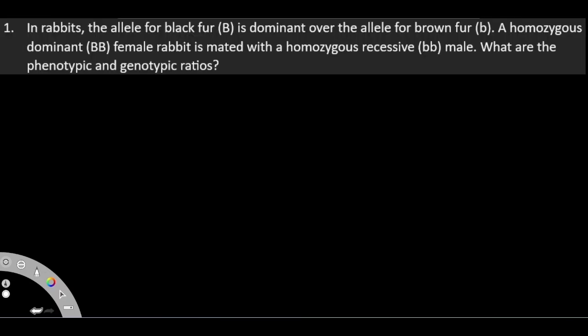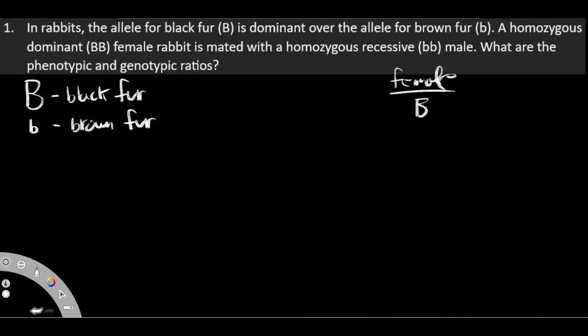The best way to do this is by practicing. In rabbits, the allele for black fur is dominant. So let's put over here, big B is black fur over the allele for brown fur, so small b is brown fur. A homozygous dominant female rabbit, let's put female over here, is big B big B, so black fur for sure. This time she is crossed with a male, homozygous recessive, so small b. Let's cross them. What are the phenotypic and genotypic ratios? Pause the video and give it a try yourself.